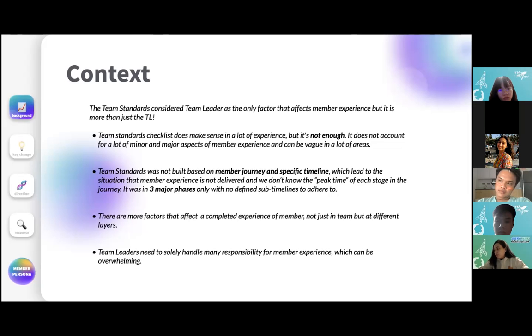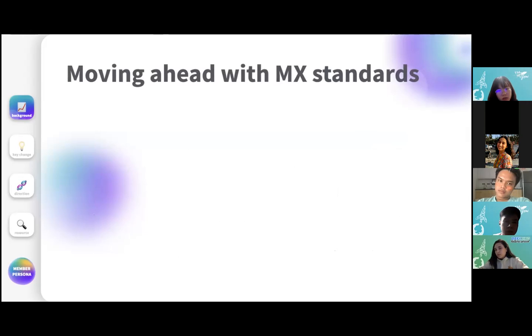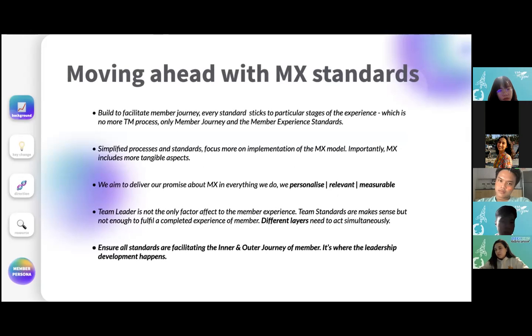This was a little bit of context evaluation, understanding how team standards were before. And now coming to the MX standards, how it has changed or how it is coming up to be. First thing is, it is built to facilitate the membership journey. Every standard sticks to a particular stage of the experience. Now, if we see the funnel, right, every funnel has particular standards that need to be delivered alongside, or a particular SOP that needs to be followed to enhance the membership journey.